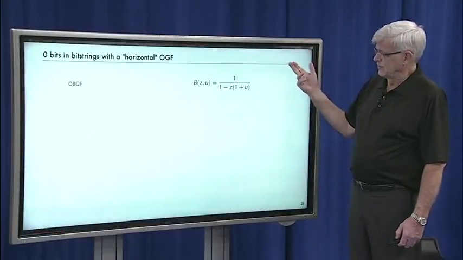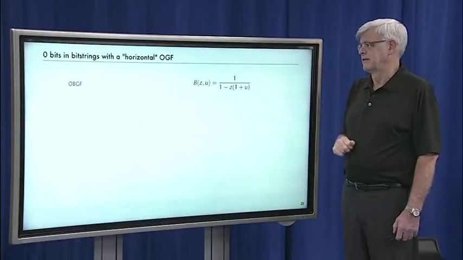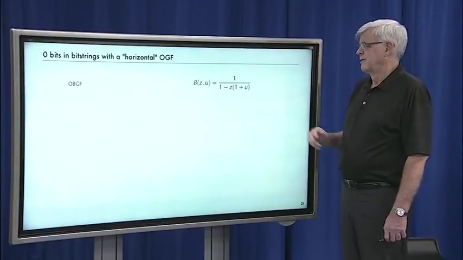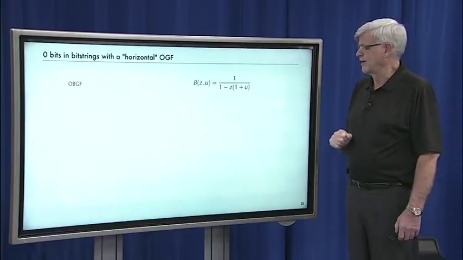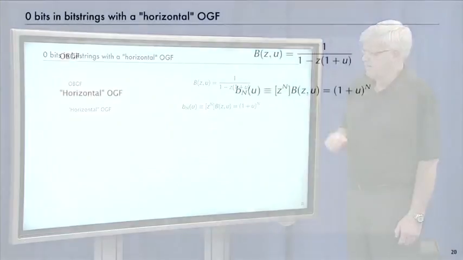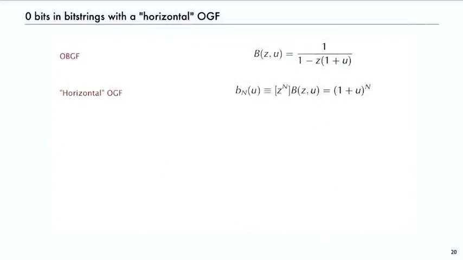So let's look at using this example for 0 bits and bit strings. So again, that's our starting point, the two-variable ordinary bivariate generating function. The horizontal version is the coefficient of z to the n in that. Coefficient of z to the n in that is 1 plus u to the n.